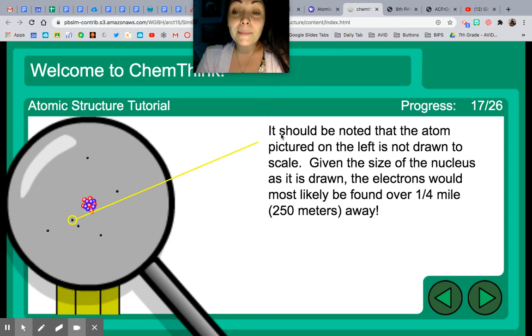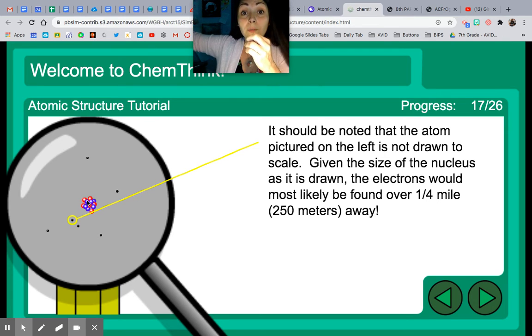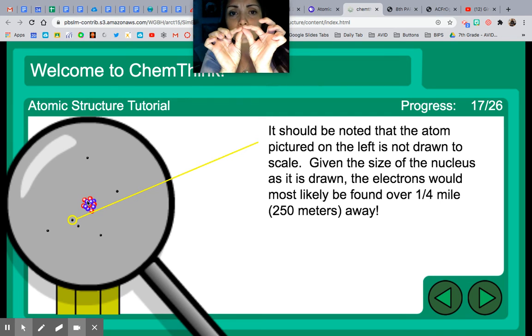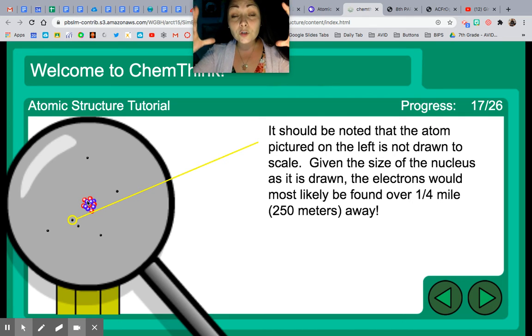Okay, so it should be noted that the atom pictured on the left is not drawn to scale. Given the size of the nucleus, the electrons would most likely be found over a quarter mile away. So we're showing you the nucleus is here and the electrons right there, but truthfully, it'd be the nucleus and a quarter of a mile and then the electron. So atoms are mostly empty space, y'all. The nucleus is tightly packed with the protons and neutrons, and then the electrons are in what we call an electron cloud, kind of scattered around. There's a very specific way, but there's a lot of empty space, y'all.